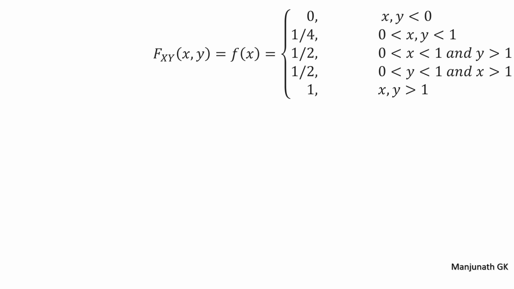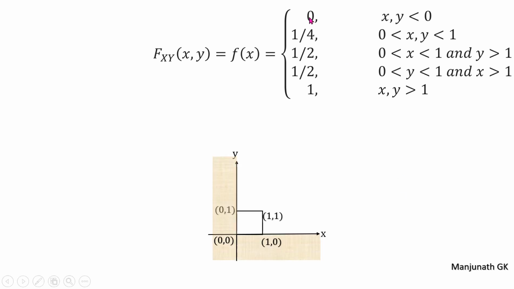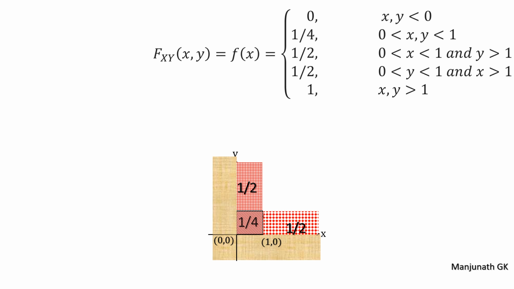Fine. So we have discussed and calculated the bivariate CDF in 5 different regions for a given bivariate PDF. It is 0 in this region, and in this region it is 1 by 4, and consider the next region. In this region it is 1 by 2. Consider one more strip where the bivariate CDF is 1 by 2. Consider one more region. In this region, x and y are greater than 1. Its value is 1. And what is the value of the bivariate CDF in this region? It is 0.